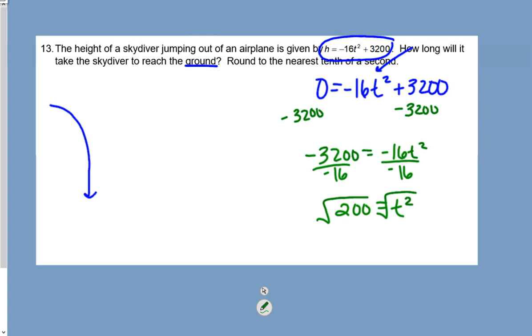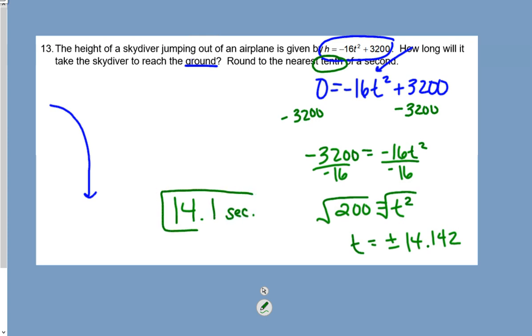Put up my calculator, and t equals plus or minus 14.142. Which again, talking about a story here, we're talking about time. Well, I don't want negative time, I want positive time. So my final answer would be 14 point, and it says tenth, so 14.1 seconds. That skydiver is going to hit the ground after 14.1 seconds.